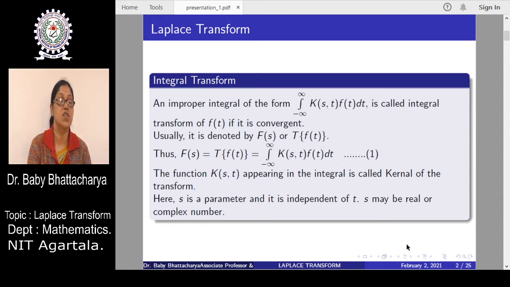That integral transform is usually denoted by capital F of s, or transformation T of small f(t). Thus, we denote this integral transform F(s) equals the transformation of the function f(t) as the improper integral from minus infinity to plus infinity of K(s,t) f(t) dt. We are using here relation number 1. Now, the function K(s,t) appearing in this integral is known as the kernel of this transformation, where s is a parameter that is independent of t, and s may be real or complex. So we have the idea of an integral transform with the utilization of this kernel.